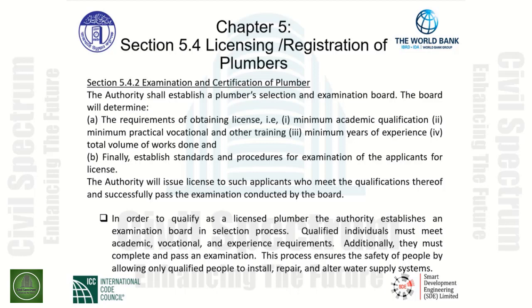In order to qualify as a licensed plumber, the authority establishes the examination board in a selection process. Qualified individuals must meet academic, vocational, and experience requirements. Additionally, they must complete and pass an examination. This process ensures the safety of people by allowing only qualified people to install, repair, and alter water supply systems.